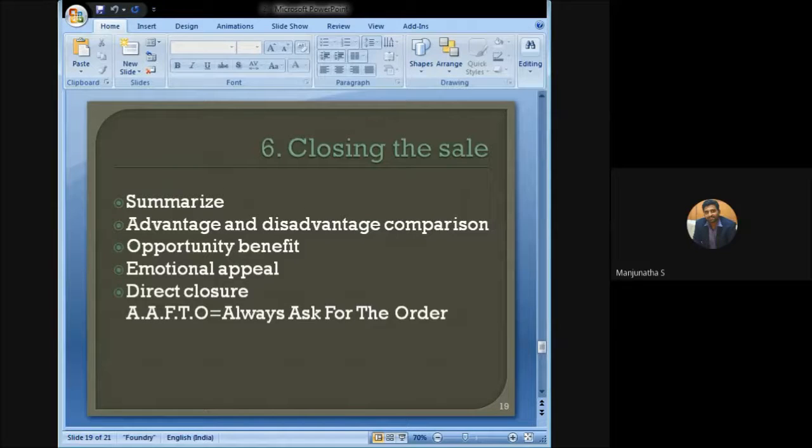Then direct closure. We need to make the direct closure with AAFTO, which means always ask for the order. Sir, when can I deliver, sir, and what time are you available, sir, for the product to be delivered to you? And what next, sir? What do you want? You know the direct closure, especially in a provision store: once the product has been given, immediately they will ask what you want next. So keep on asking about their needs, so that they reach direct closure. Directly they will come to the closing scenario.